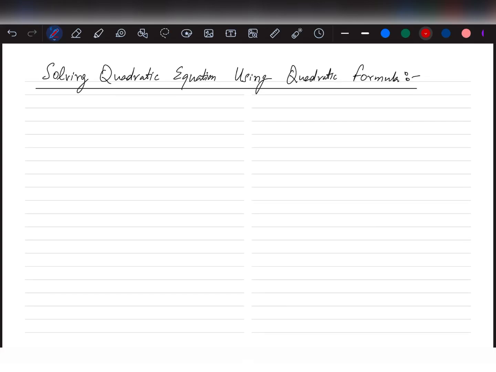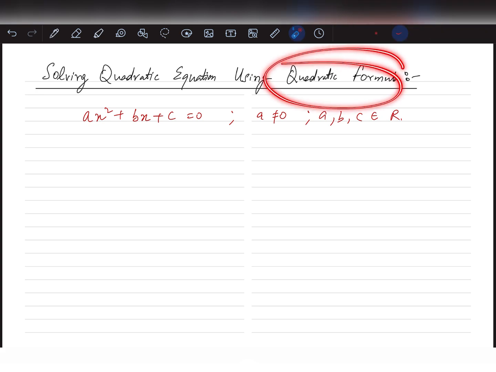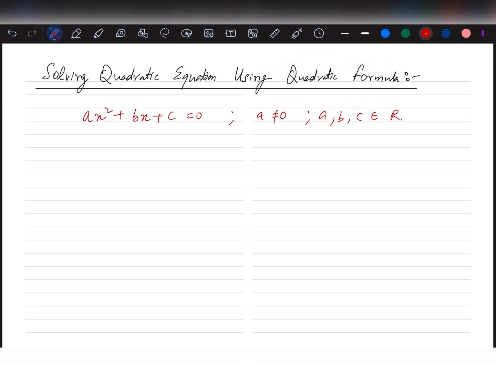Hello, let's talk about solving a quadratic equation using the quadratic formula. As we know, a quadratic equation is ax squared plus bx plus c equals 0, where a is not equal to 0 and a, b and c belong to real numbers. Then we have the quadratic formula, where we solve for x: x equals minus b plus or minus the square root of b squared minus 4ac, divided by 2a.